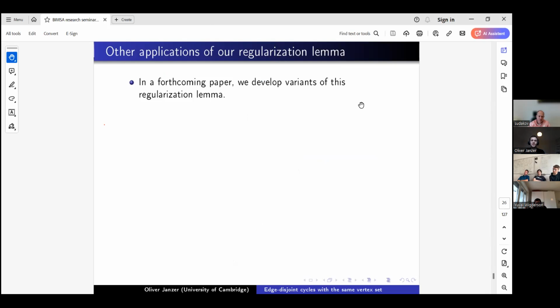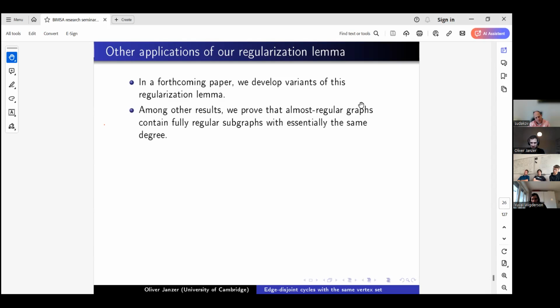And in the last slide, let me just give one other application. In a forthcoming paper, we developed variants of this regularization lemma. We needed to work a bit harder to obtain these applications. They don't quite follow from the version I stated before. And one particularly nice result that we prove is that almost regular graphs contain fully regular subgraphs with essentially the same degree.